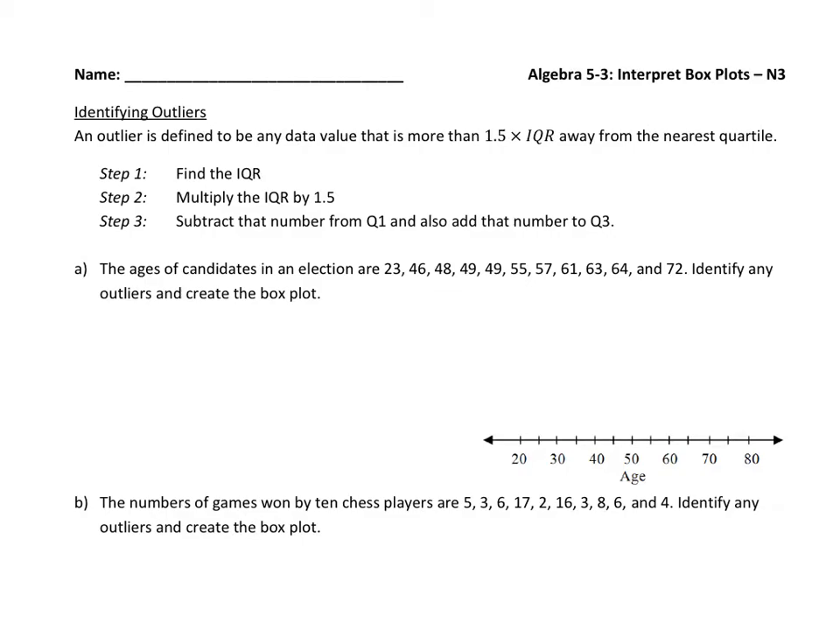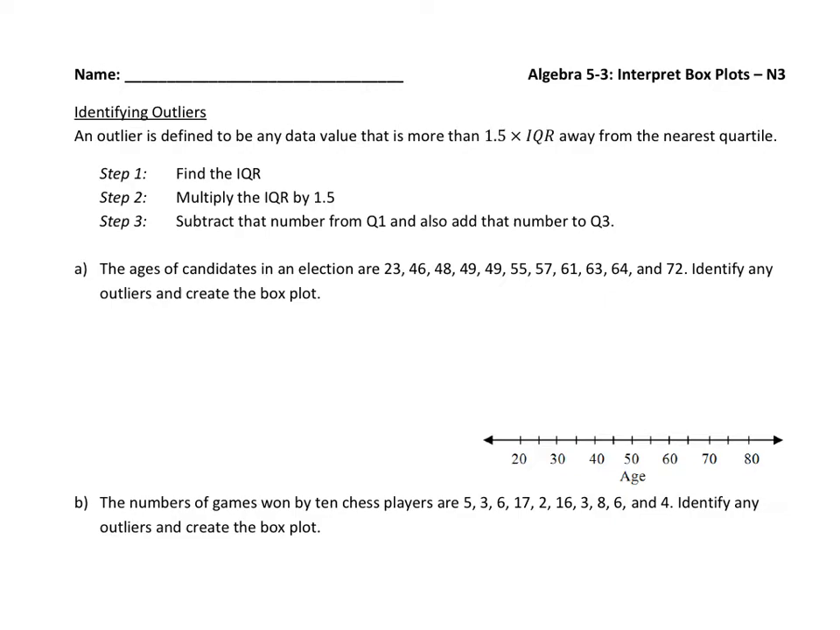Algebra 5-3, Notes 3, Interpret box plots. Identifying outliers. An outlier is defined to be any data value that is more than 1.5 times the interquartile range away from the nearest quartile. So what we need to do is find the interquartile range and then multiply it by 1.5. Then we need to take that product and subtract it from our first quartile and also add it to our third quartile.